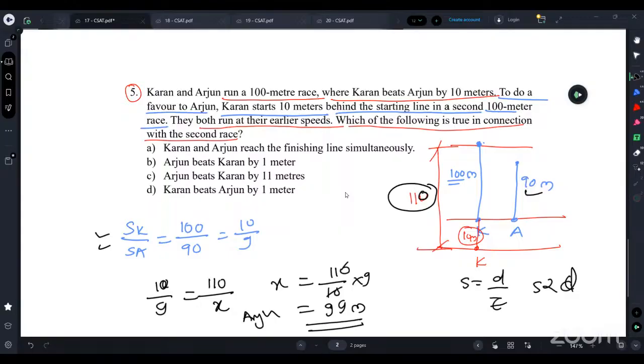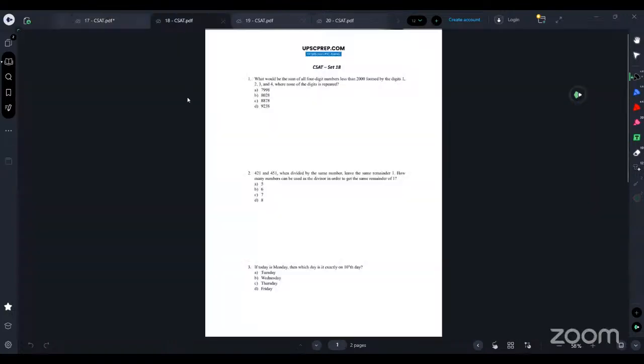Okay, but in the time where Karan has reached the finishing line, covering a distance of 110 meters, in the second race, Arjun is only running for 99 meters. Still, Arjun is basically losing the race, right? So option D will be the correct answer here. Karan beats Arjun by 1 meter, right? Karan beats Arjun by 1 meter. So option D is the correct answer. Clear, guys? Easy question this was. Okay. See the next one now.